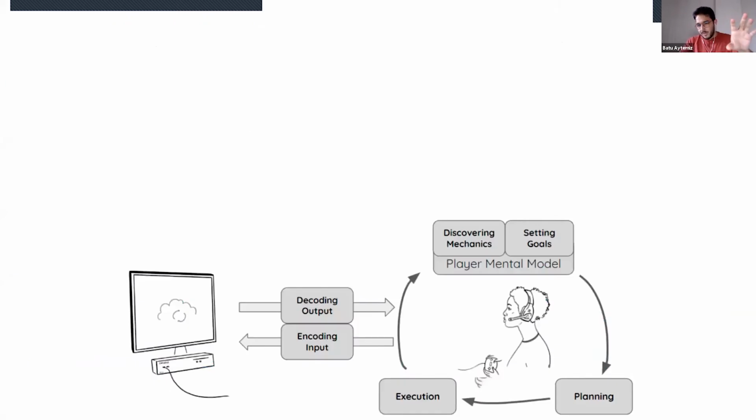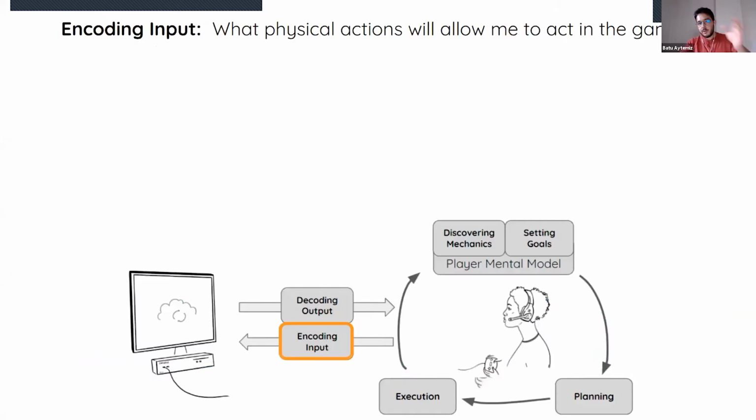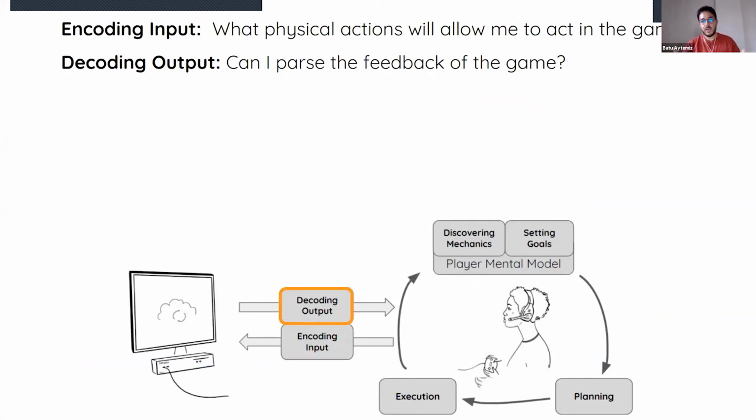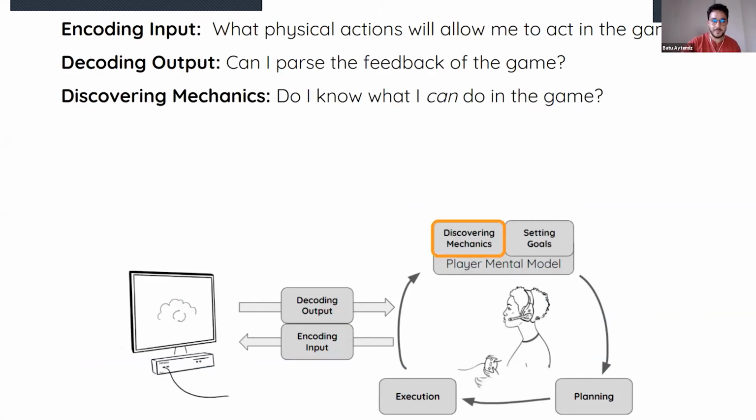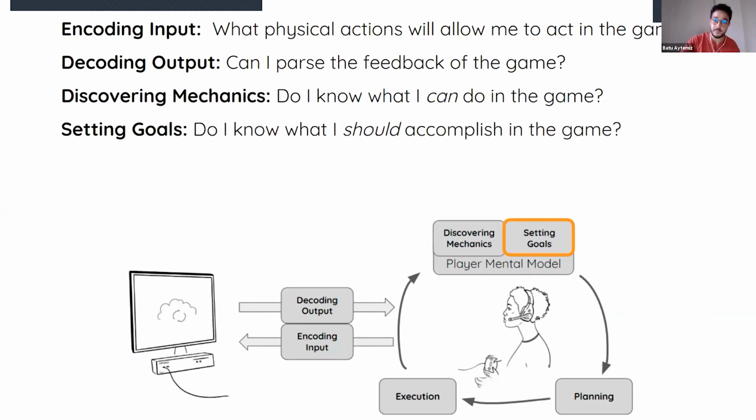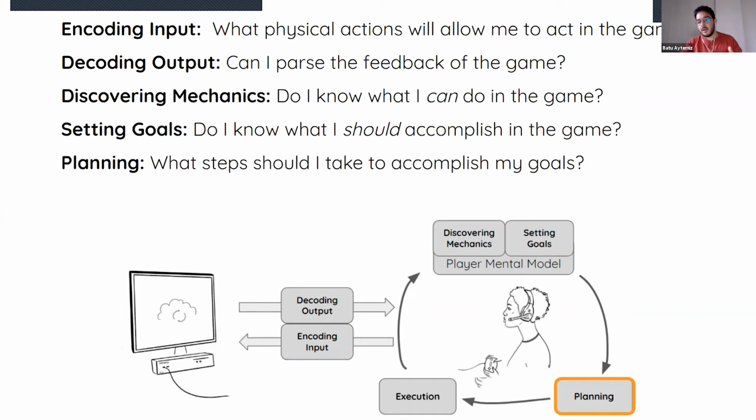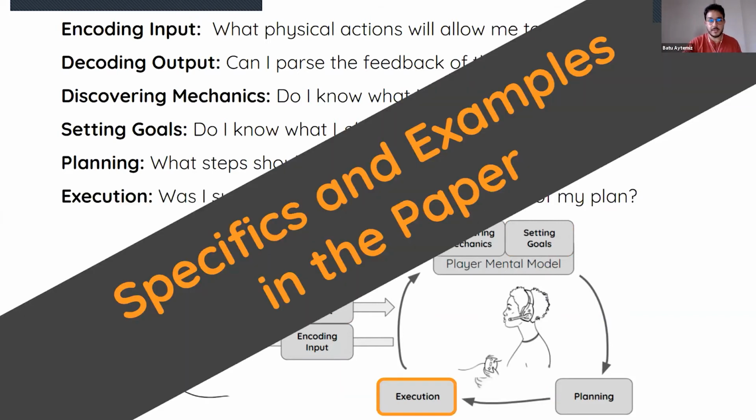And we're going a little bit deeper into these. Encoding input: what physical actions will allow me to act in the game? Decoding output: can I parse the feedback of the game? Discovering mechanics: do I know what I can do in the game? Whereas goals refer to: do I know what I should accomplish in the game? Planning: do I know what steps I should take to accomplish my goal? And execution: can I do what I planned? So the specifics and examples of each of these classes are detailed in the paper.